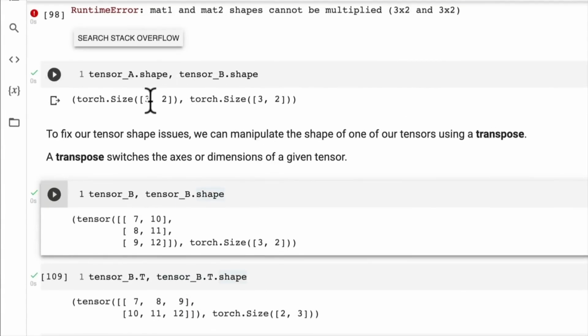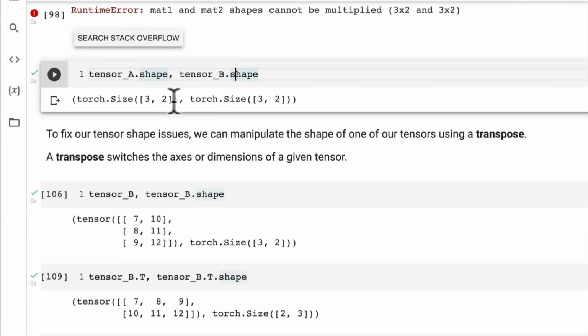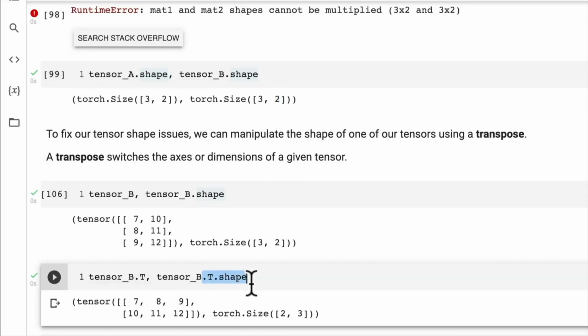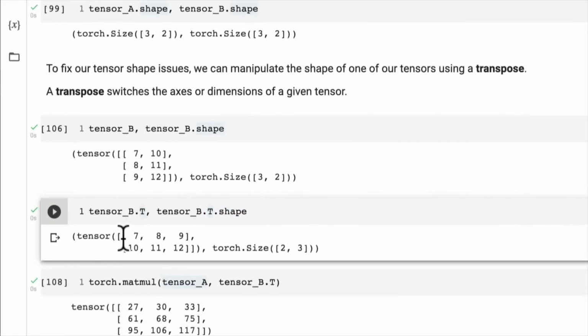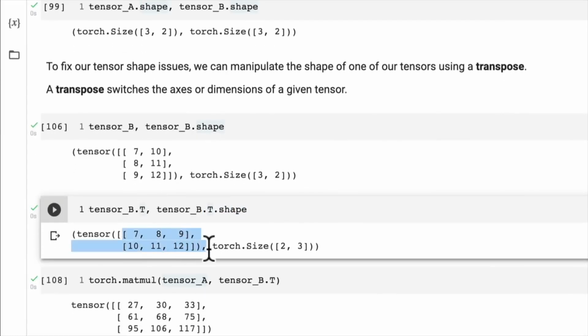And if we try to matrix multiply 3, 2 and 3, 2, tensor a and tensor b, we get an error. Why? Because the inner dimensions do not match. But if we perform a transpose on tensor b, we switch the dimensions around. So now we perform a transpose with tensor b dot t, t's for transpose. This is the important point as well, we still have the same elements. It's just that they've been rearranged, they've been transposed. So now tensor b still has the same information encoded, but rearranged. So now we have torch size 2, 3.